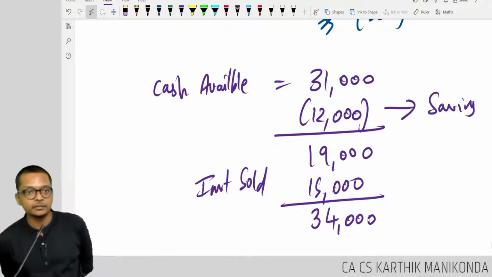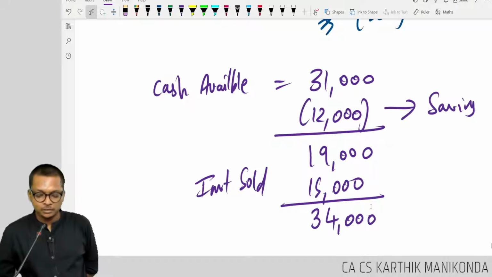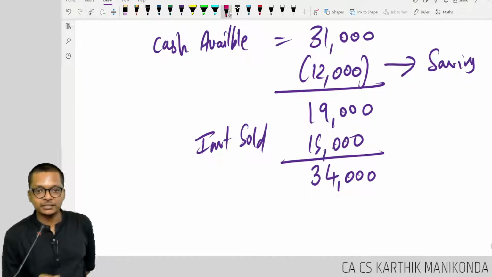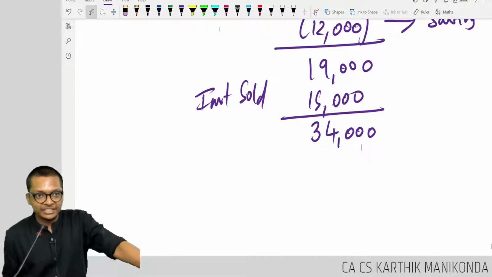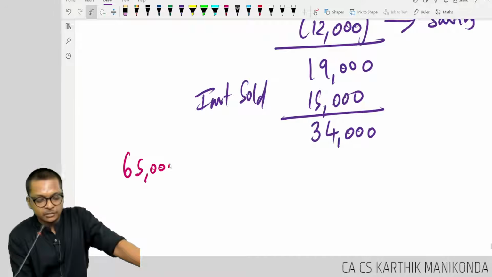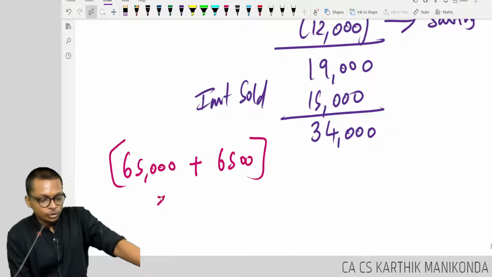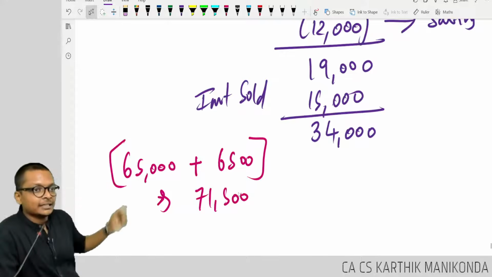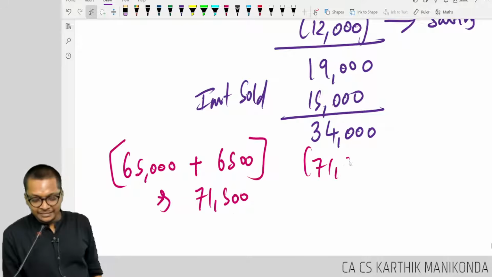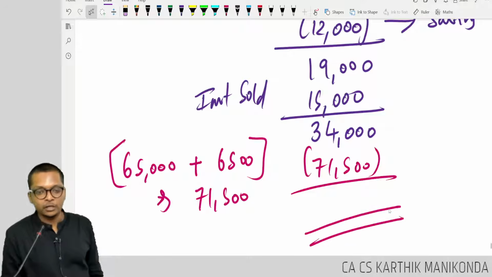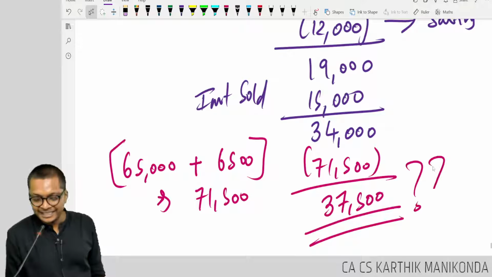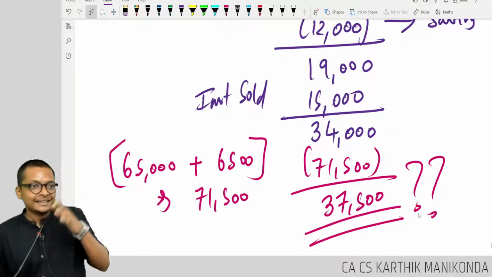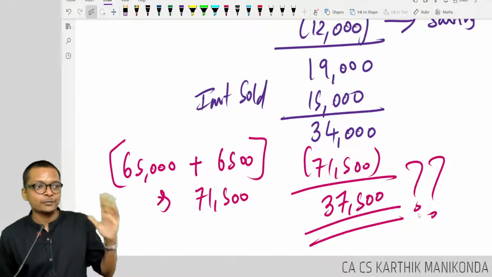How much cash do I need? You are repaying preference shares. For repaying preference shares, face value was 65,000 plus 6,500 was the premium. So you need 71,500, but I have only 34,000. That means if I minus 71,500, what is my shortfall? How much? 37,500 rupees I need money. How will I get this? The equity shareholders are sitting. I will give money, whatever you want.